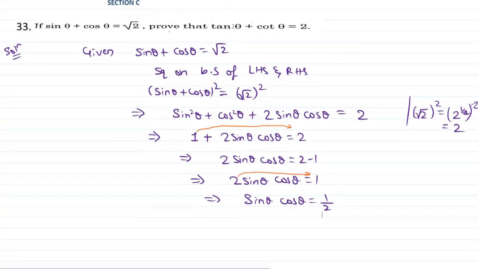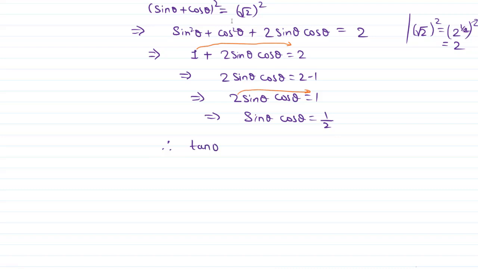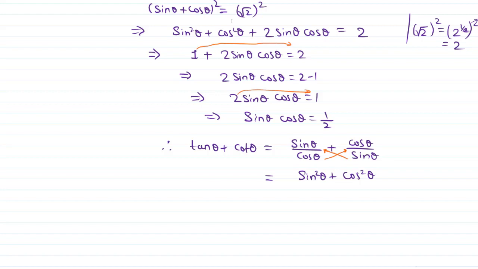We have to prove that tan theta plus cot theta is equal to 2 here. Therefore, tan theta plus cot theta: tan theta may be written as sin theta divided by cos theta, plus cot theta may be written as cos theta divided by sin theta. By cross multiplication, (sin square theta plus cos square theta) whole divided by sin theta into cos theta.